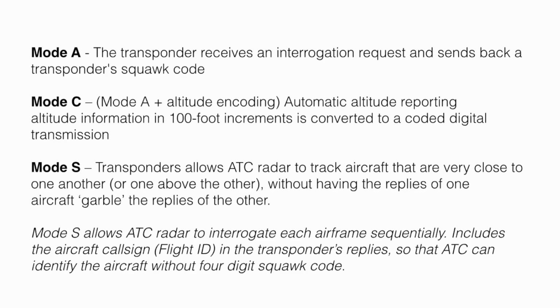A Mode C transponder includes automatic altitude reporting information in 100-foot increments that is converted to a coded digital transmission. Most aircraft these days have a Mode C transponder, but you need to know that there's also a Mode A and a Mode S. Your instructor will go over this more in the classroom setting.